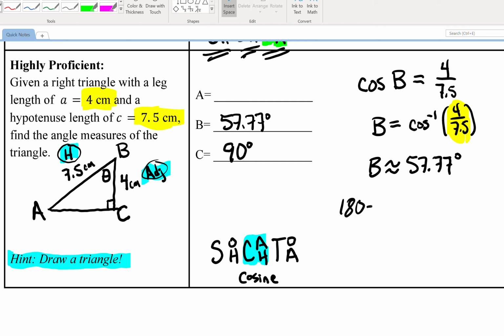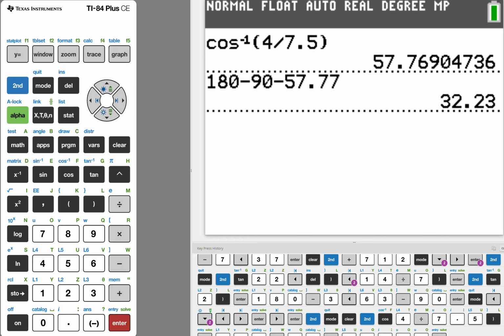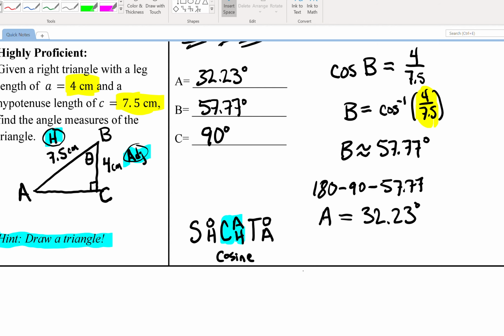I'm going to take 180 minus 90 minus 57.77 degrees, and that will give us that angle A is equal to 180 minus 90 minus 57.77, and that gives us 32.23. 32.23 degrees.